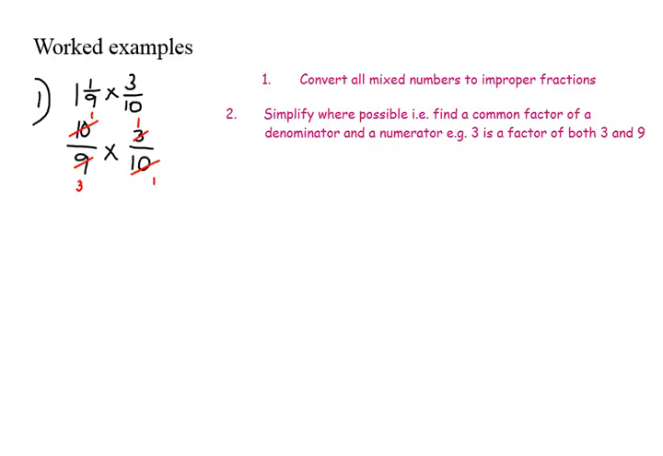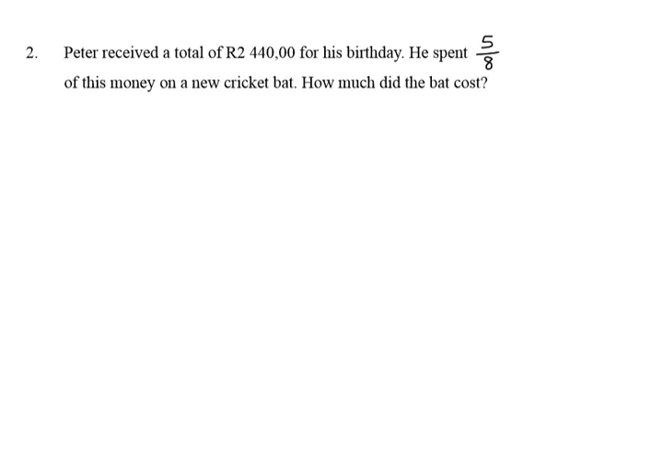The next step is to multiply the simplified numerators and denominators. So we are going to say 1 multiplied by 1 is 1. So that would equal 1 over 3 times 1 is 3. So that is 1/3. Answer to that is 1/3. Let's look at our next example.